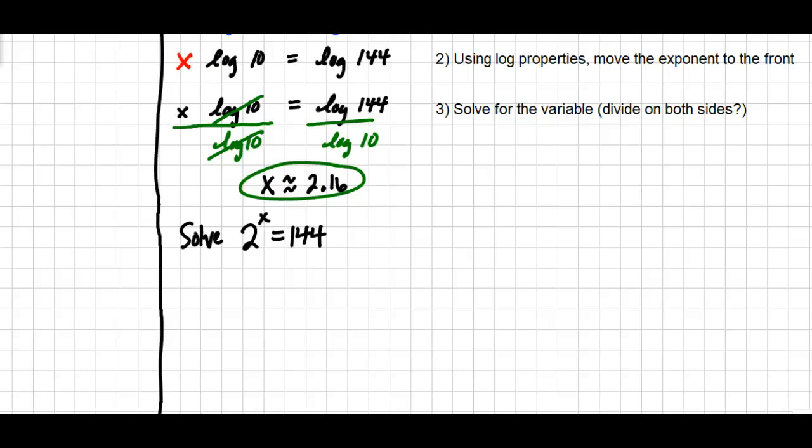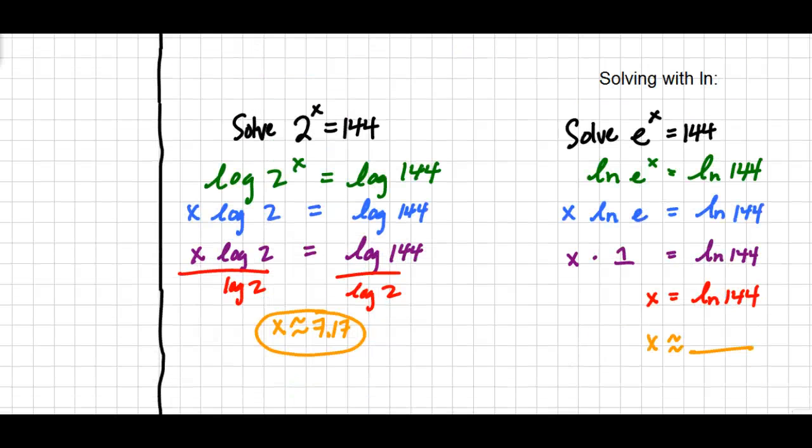So let's try another one. Let's try solving, this time, base 2 to the x equals 144. So similar numbers, but the base has changed. I've got this one already done. We're going to do a log on both sides. As soon as the log is incorporated, the x moves to the front. As soon as the x moves to the front, I can divide both sides by the log of 2.